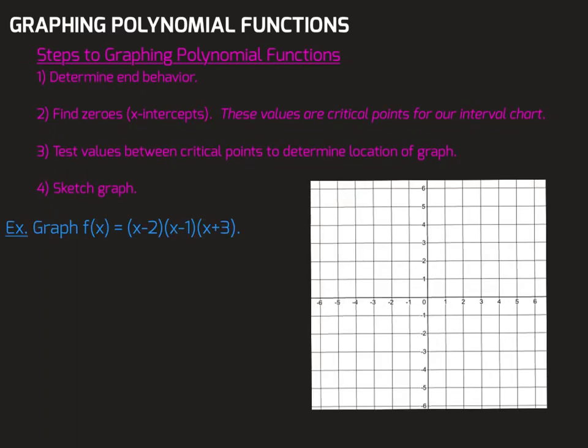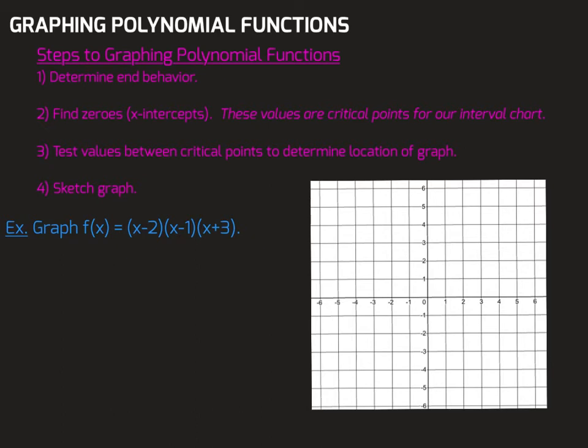So here's our example. We're going to graph f of x equals (x minus 2) times (x minus 1) times (x plus 3). First step, to determine the end behavior, we would need to actually expand this out. Now, let's be smart about this. Do we actually need to expand it all out?